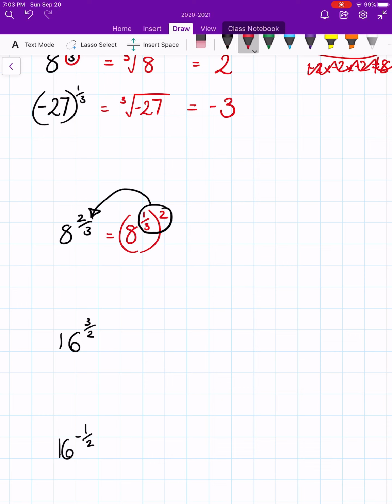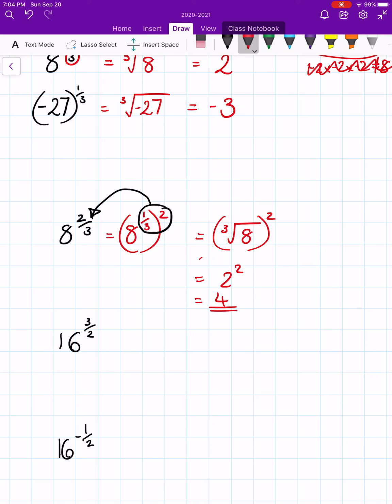Okay, by doing the cube root part first, so 8 to the power 1/3 is the cube root of 8, we're actually then producing a much smaller number which is easier to square. So the cube root of 8 is 2, 2 squared is 4, so the answer is 4 here.